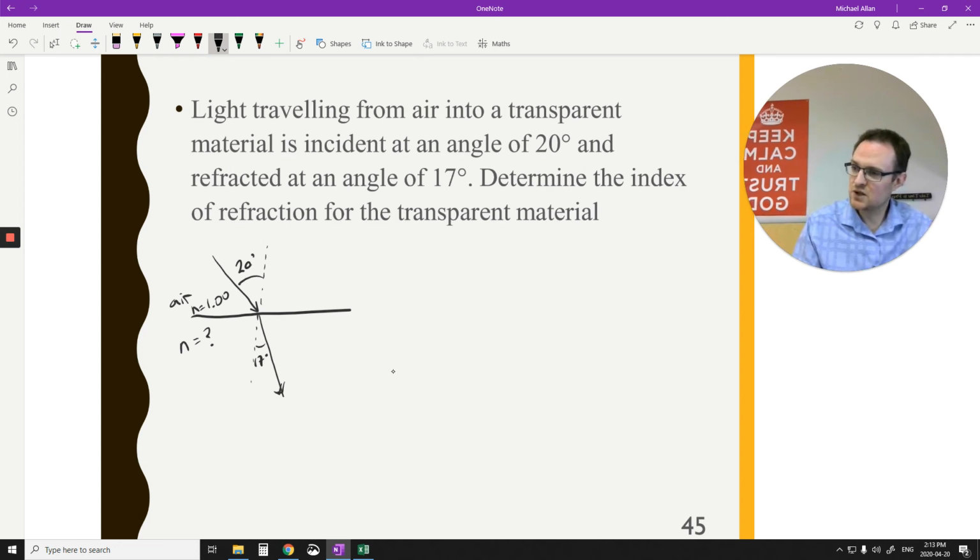So you just label the 2 sides. If I decide this side's 1 and this side's 2, then technically this is n2 and this is n1. So I'm looking for n2.